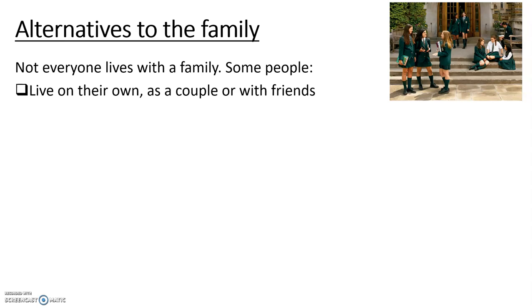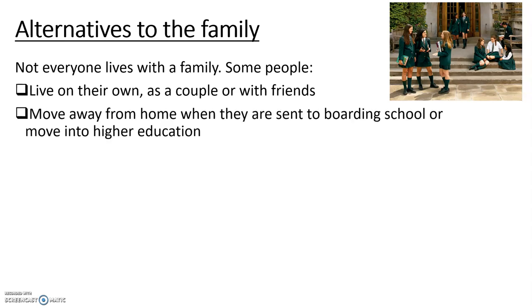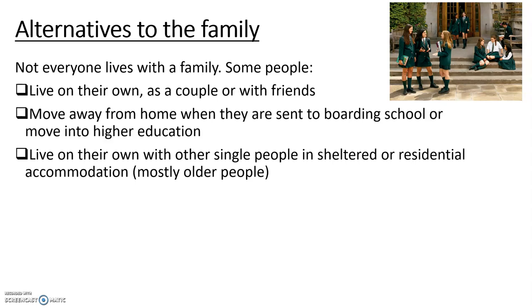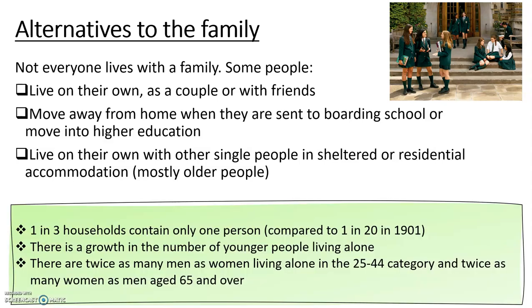Some people will live on their own. It could be as a couple or with friends. Some move away from home. It could be boarding school or, again, higher education like university. Some live on their own with other single people, so it could be in sheltered or residential accommodation. That might be older people, for instance.